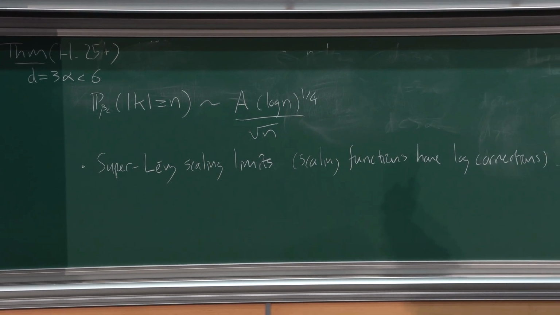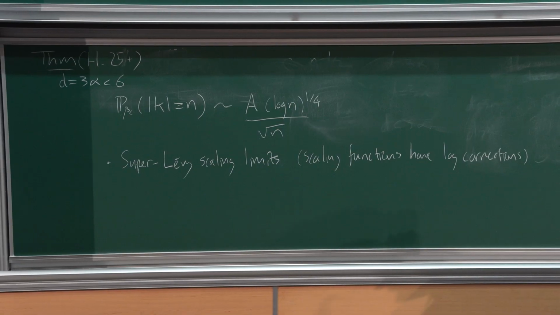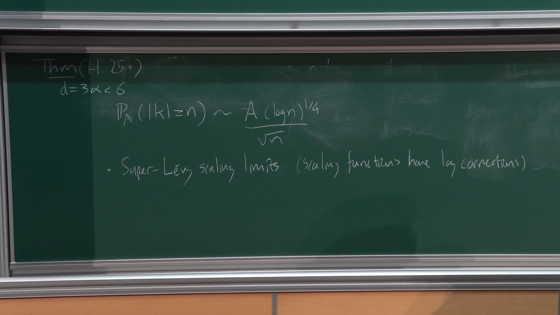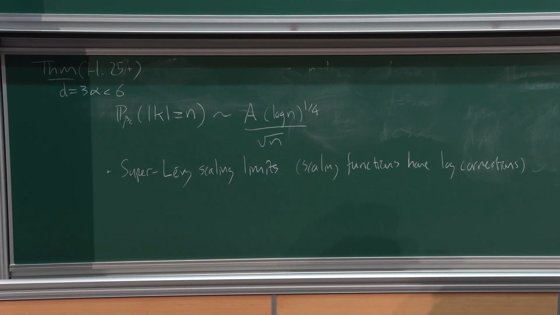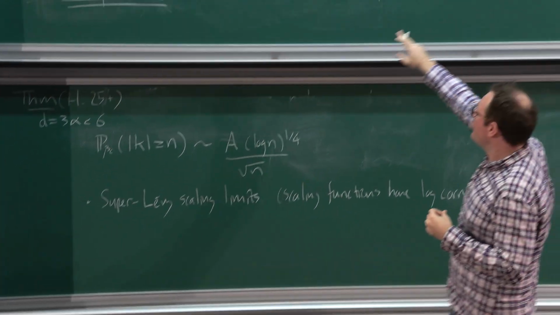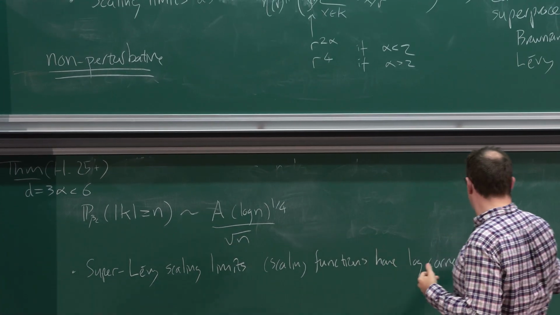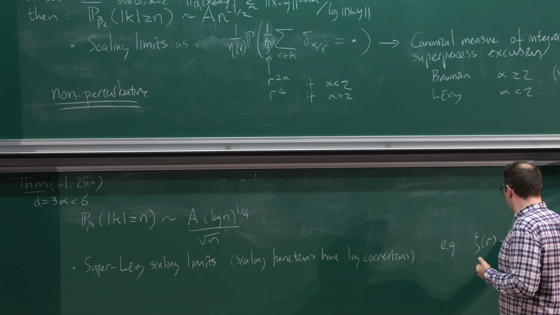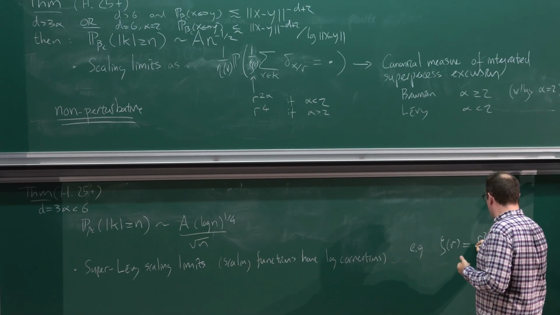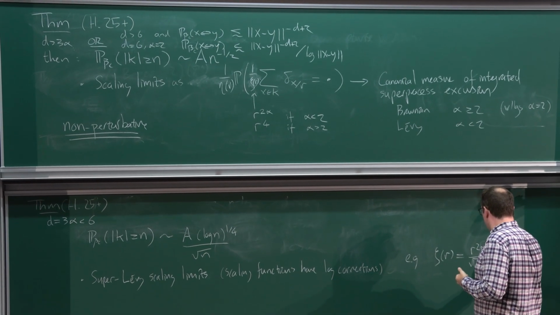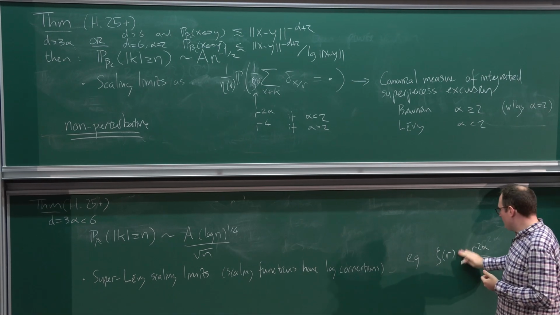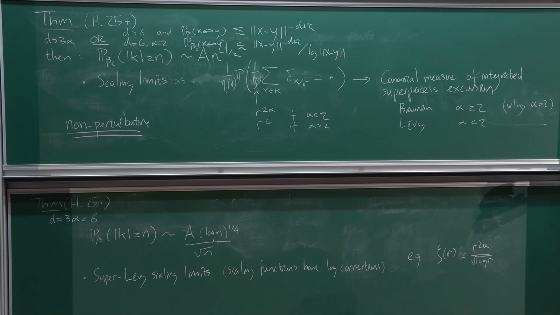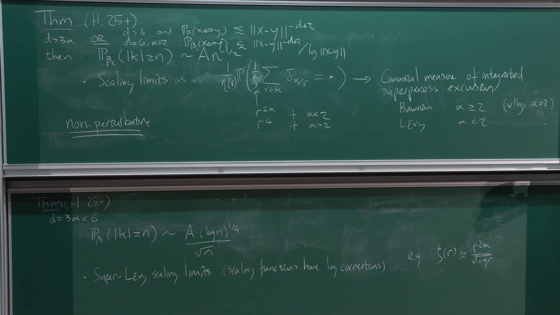And again, this scaling function, zeta r, for example, it's describing the typical size of a large cluster on scale r. So in the high dimensional case, it was r to the 2 alpha. And here it's going to be smaller by a square root log factor. So it's of this order anyway.